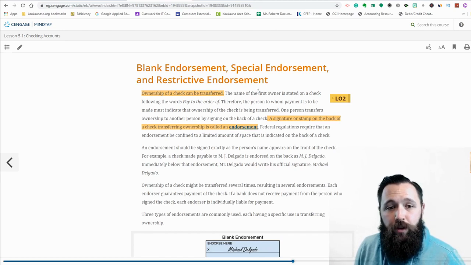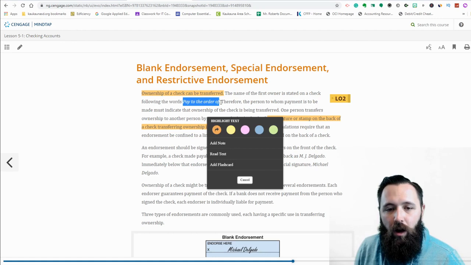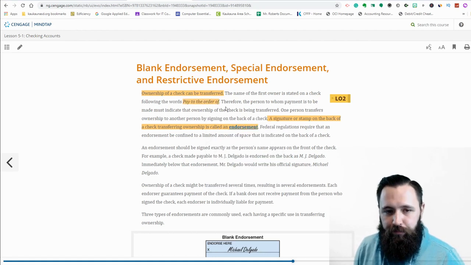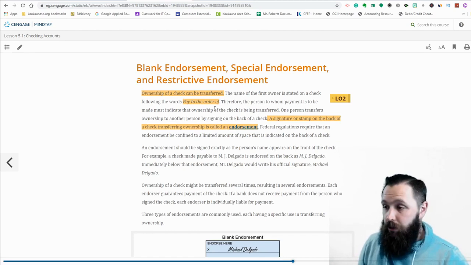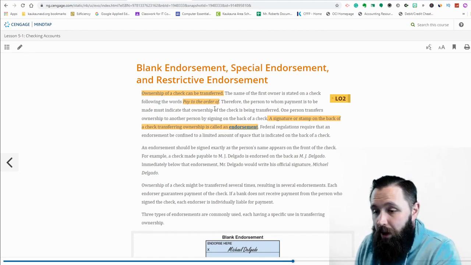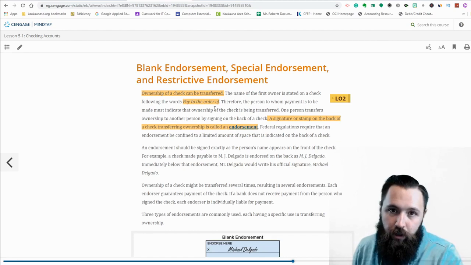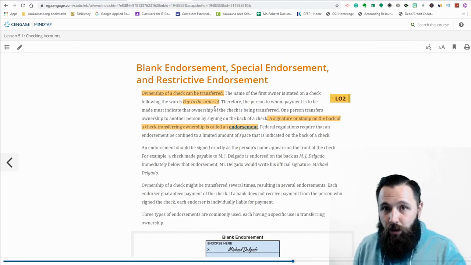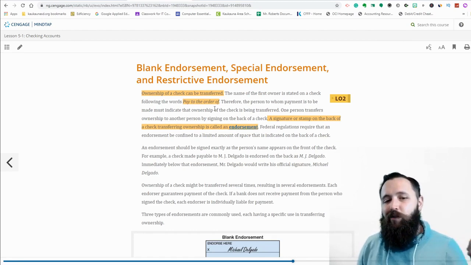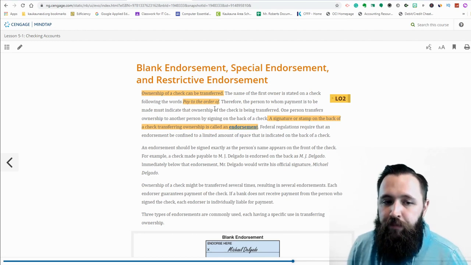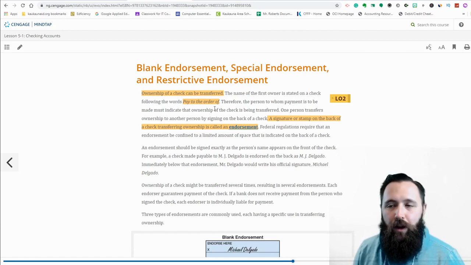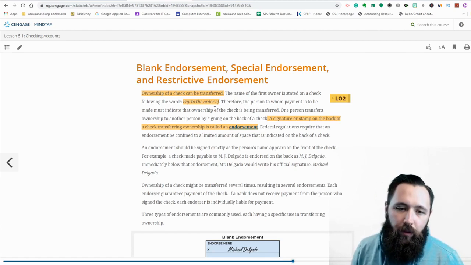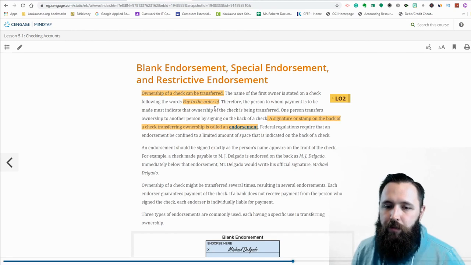So the first name of the owner is stated on the check following the words "pay to the order of," okay? So whoever it's written out to, if it was written out to little Timmy Jones, and it says "pay to the order of Timmy Jones," that means that you now have ownership of that check. And what you could do is you could transfer that ownership again. And the way that we do that is with endorsements.